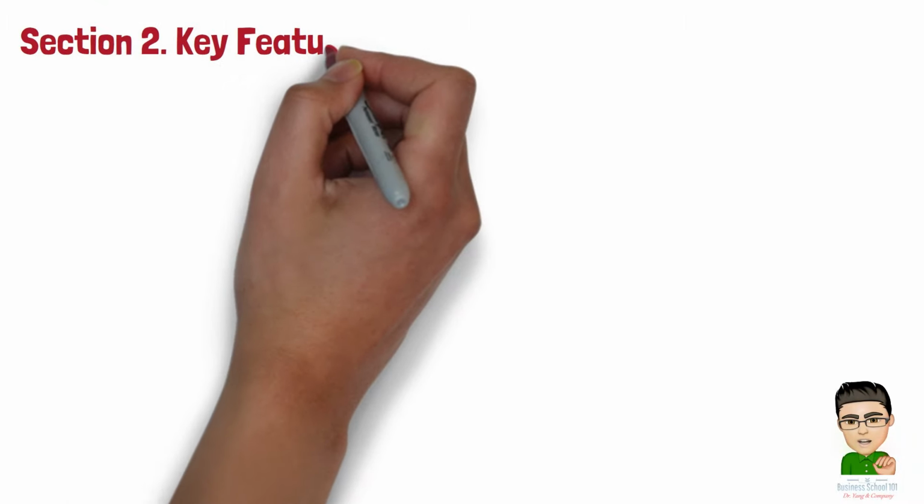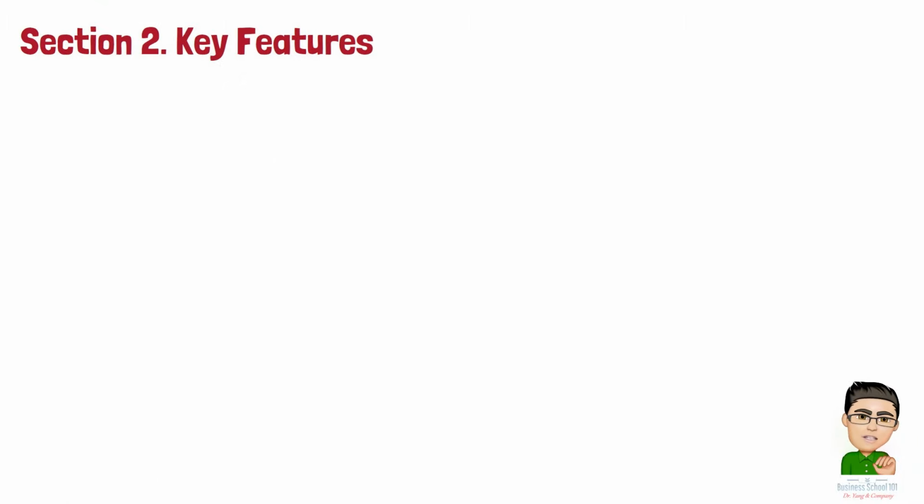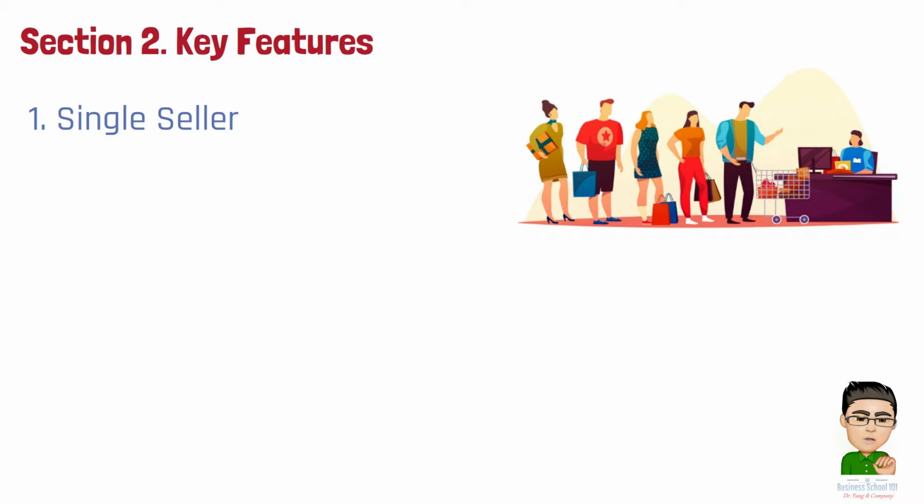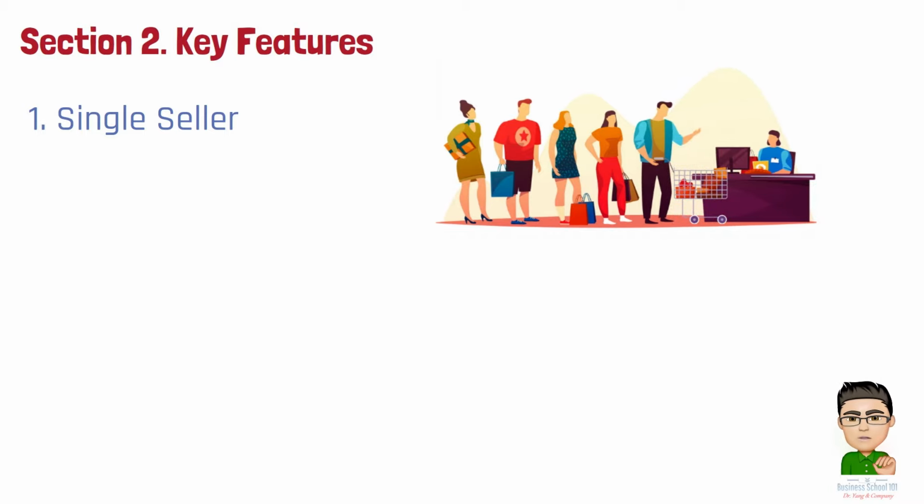Section 2. Key features. Generally there are 5 key features of a monopoly. Number 1. Single seller. A monopoly exists when there is only one seller or provider of a particular product or service in the market. This single firm controls the entire supply, and consumers have no other options if they need the good or service the monopolist offers.